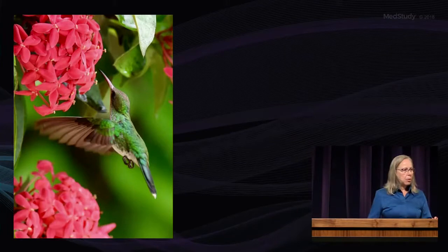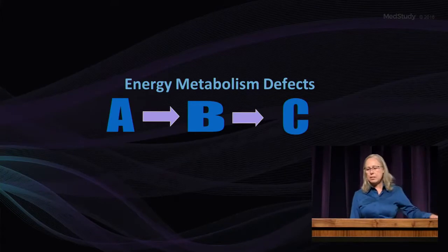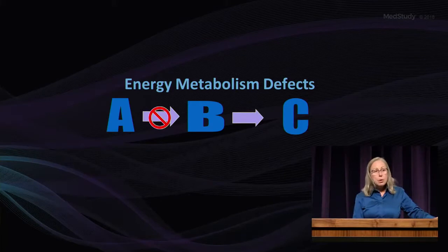All right, now we're going on to energy metabolism. So this time when we see A to B to C, and A to B is knocked out, A would go up and B and C would go down, but our problem is going to be by having not enough of C, as opposed to having too much of A.